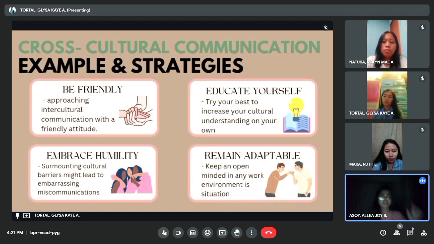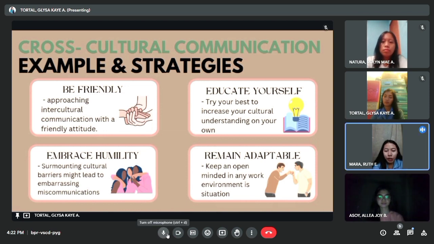So, educate yourself. Try to learn at least simple details. Dahil kasi doon, from that, na-appreciate tayo nung other culture. Next is embrace humility. Overcoming cultural boundaries may occasionally result in misunderstanding or regrettable misinterpretation. Therefore, in this situation, keep your composure, be tolerant of others' mistakes, and be open-minded, as infrequent errors will be tolerated in a workplace that values diversity as long as it is clear that they were made with good intentions.